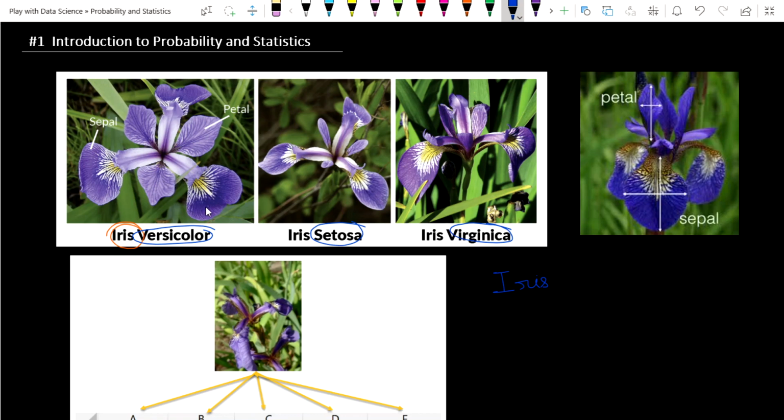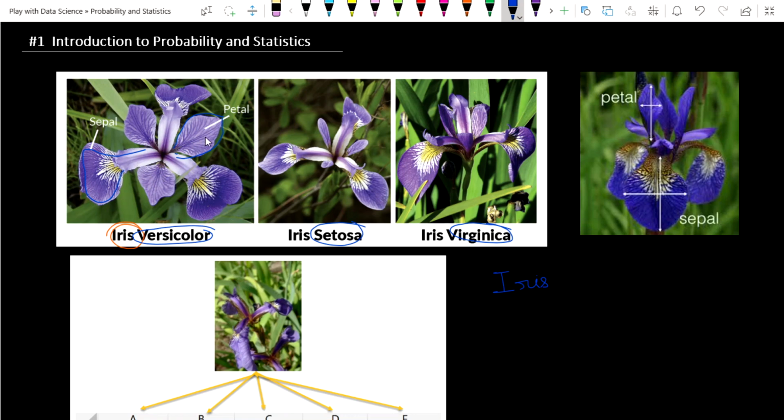And the iris flowers have these types of features. This is the flower. This part is called the petal, and the shape shown in these pictures is called the sepal. These things are called the petal, and these things are called the sepal.